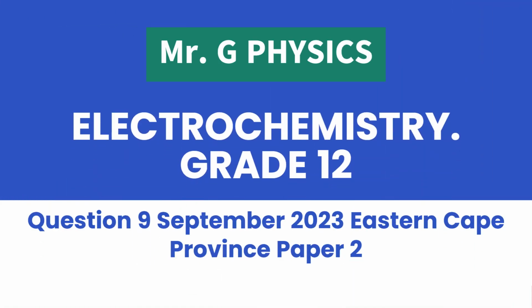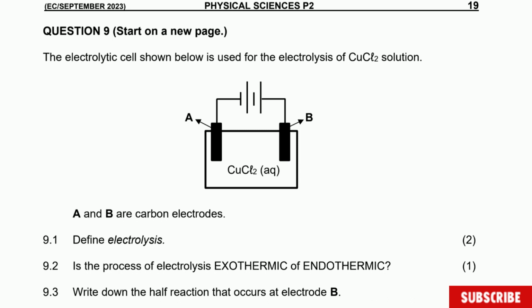Well, hello guys, here Mr. G with another video. This time it is going to be question 9 from the Eastern Cape question paper done in September 2023. It is the last question of this paper.